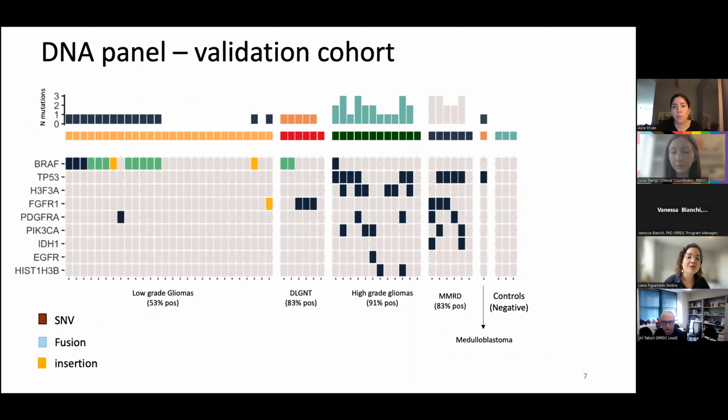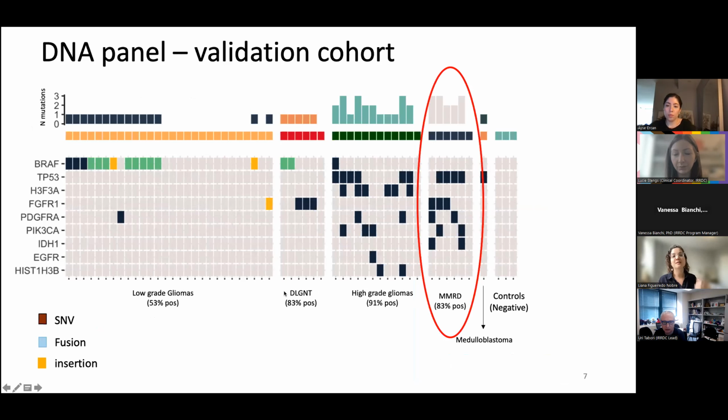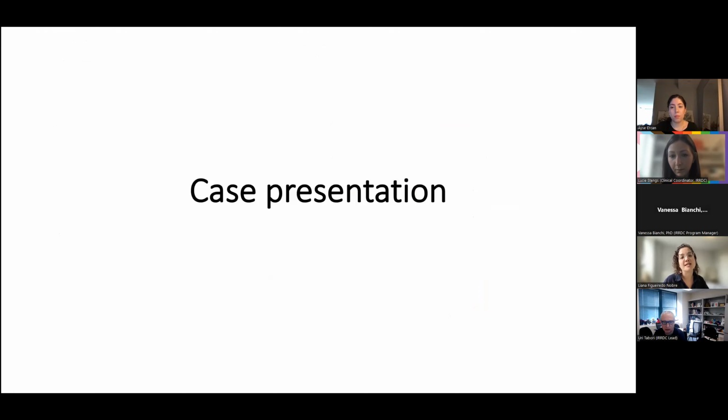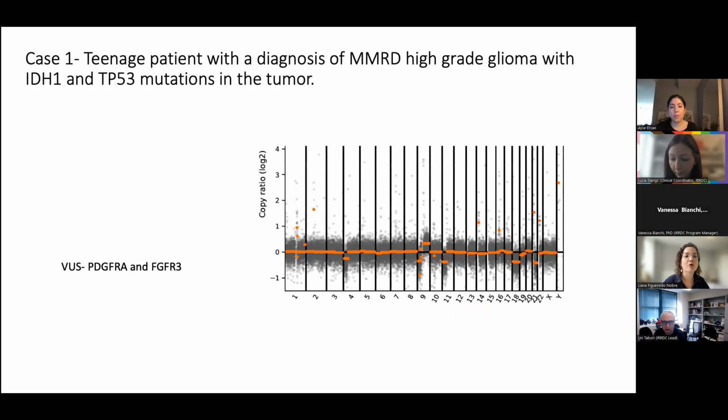And what we've done is we've validated these panels in a retrospective cohort of different types of brain tumors. And what I want to show you today is that for specifically high-grade gliomas in MMRD patients, the sensitivity was really high, with 83% of them being positive. So this allows us really to implement these tools in all of those stages that we talked about. And I want to finalize by presenting a few current cases where we think this strategy was useful and how we envision using this moving forward.